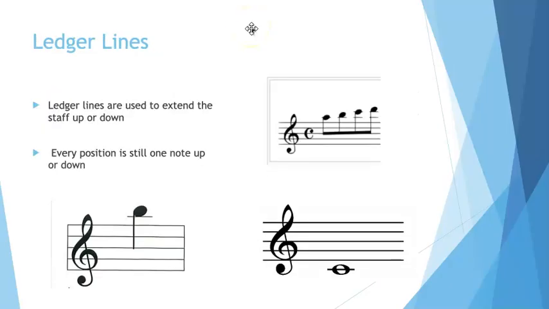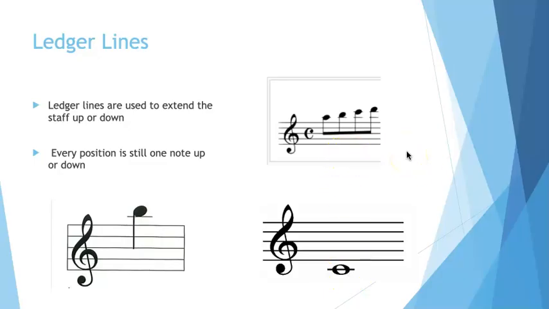Finally, we're going to see how sometimes you'll need to extend your staff if you have pitches that are higher or lower than the staff. In this case, we'll use something called ledger lines. And as we can see from our picture here, these ledger lines are just lines that are written to expand the staff. They could go higher or they could go lower.